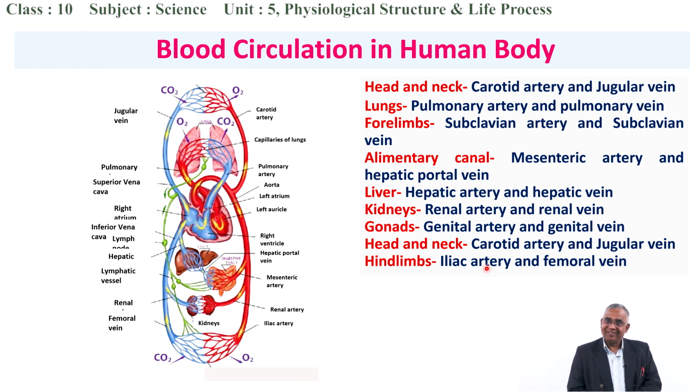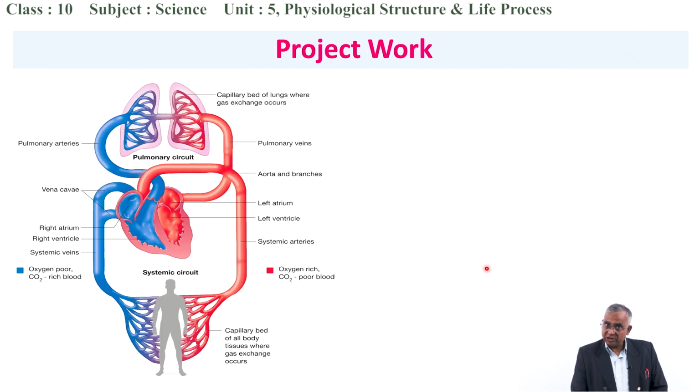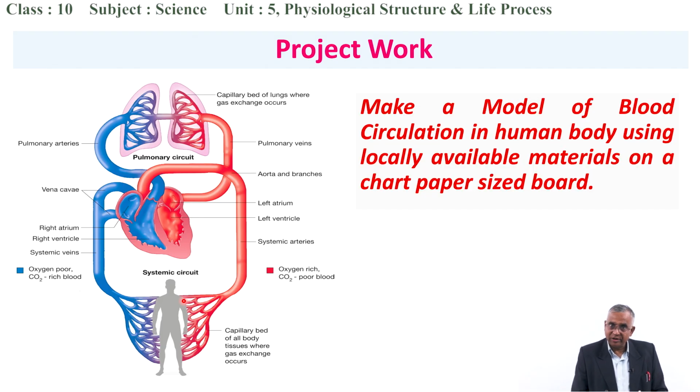So, I think you enjoyed. Okay, so I am giving you a project work. You have to make something very simple, not as complex as before. One model is given to you. In this way or similar to it, you have to make a project work in which you show a model of blood circulation in the human body using locally available materials on a chart paper sized board. That board does not necessarily have to be wooden, maybe cardboard, it doesn't matter.